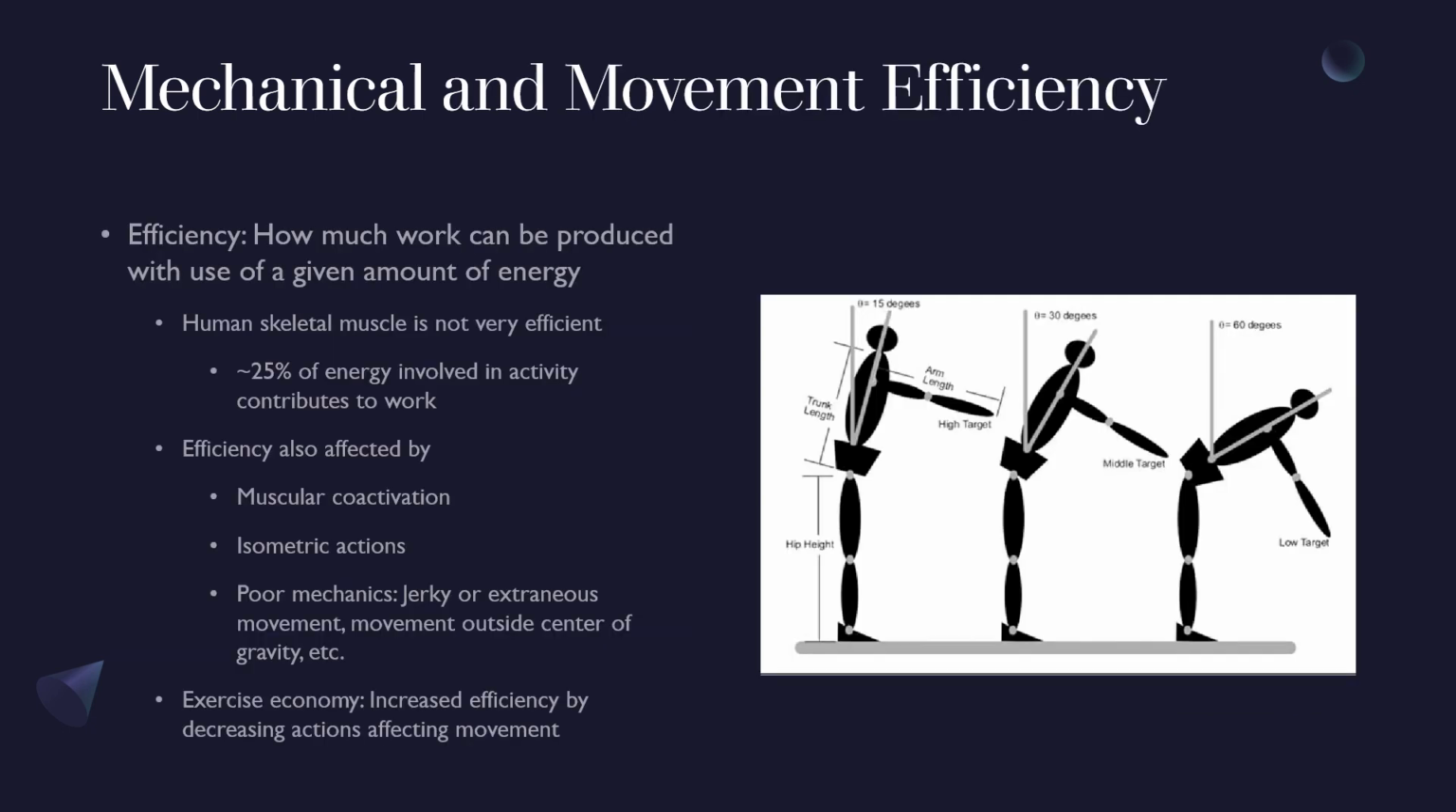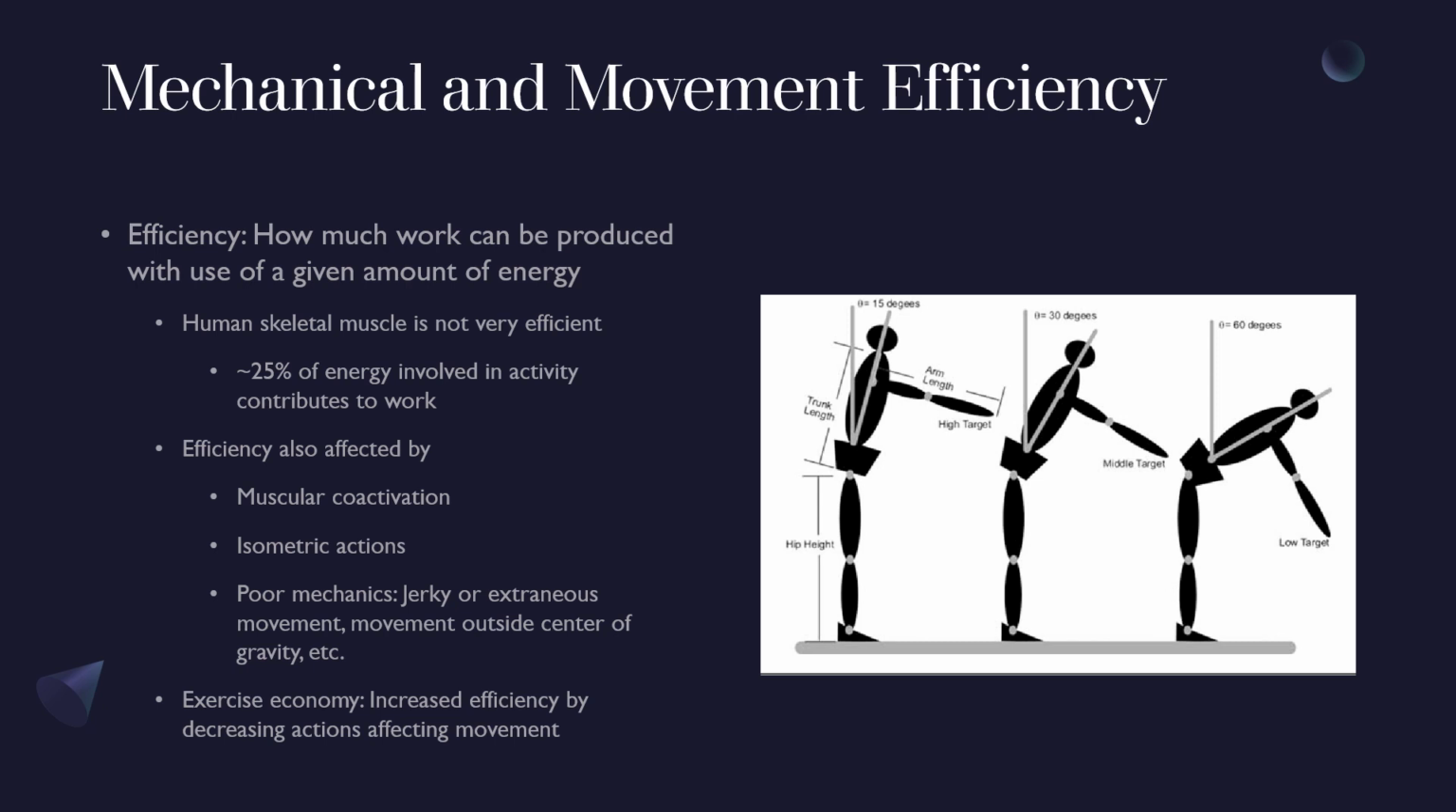Mechanical efficiency and movement efficiency are related concepts that refer to how effectively energy is converted into useful work or motion in a mechanical system or human movement. Mechanical efficiency measures the effectiveness of a machine or mechanical system in converting input energy into useful output work. It is the ratio of the useful output work to the input energy.